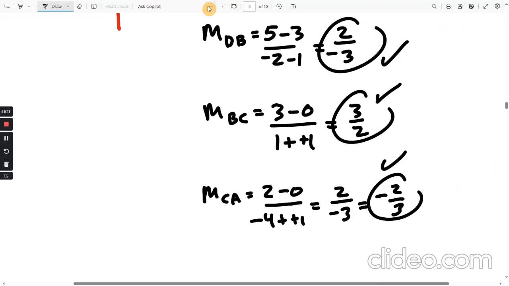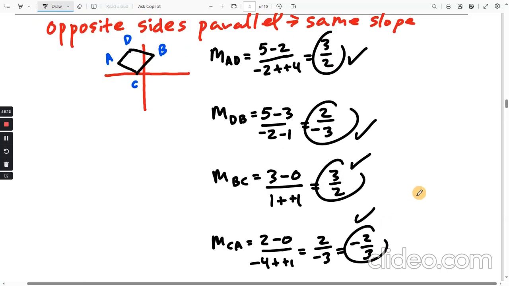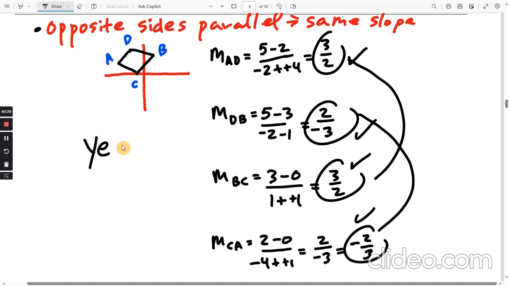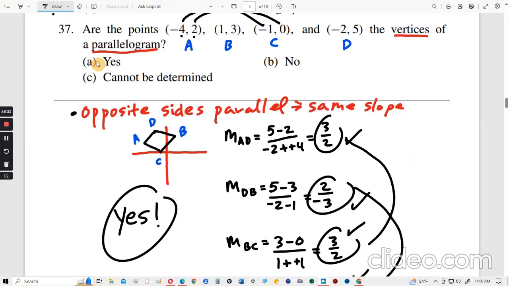Opposite sides parallel. All right, 3 halves matches 3 halves, and negative 2/3 matches negative 2/3. So do we have opposite sides parallel? Yes. So that is answer A.